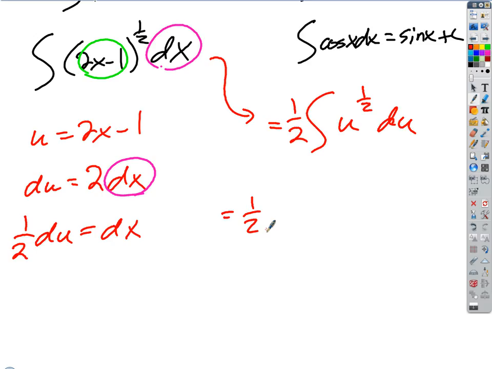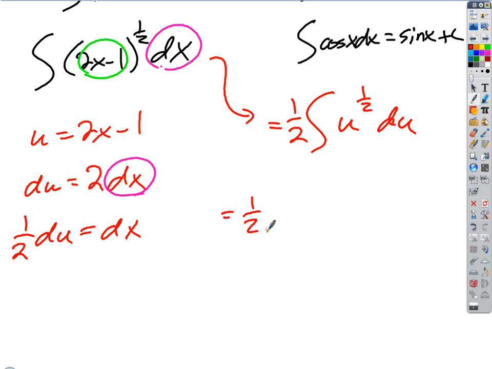What's the antiderivative of u to the 1/2? Why is that? Okay, but how do we do an antiderivative? N plus 1. Yeah, n plus 1, so it'd be 3 halves.